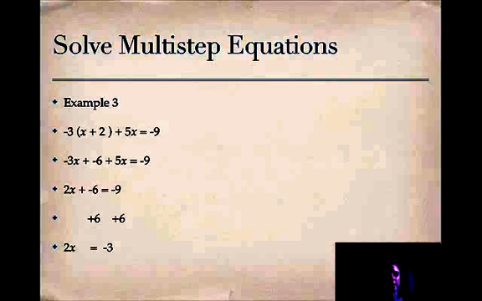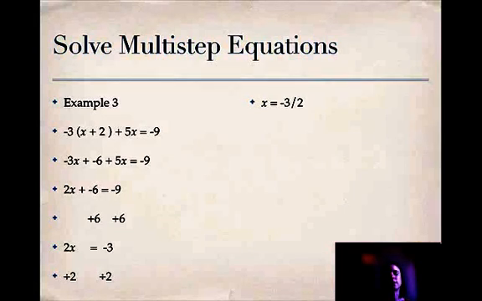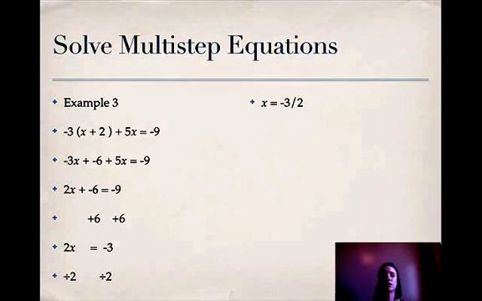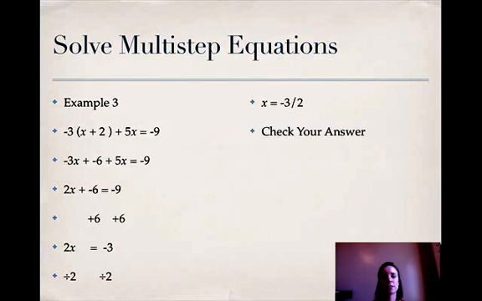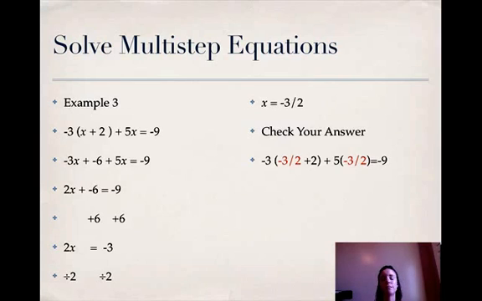2x means 2 times x, so I do the opposite. I divide by 2, and then I get x equals negative 3 halves. It's a fraction. Sometimes we're worried when we get fractions, so let's check our work. I'm going to check my answer by plugging in. So it becomes negative 3 times the quantity negative 3 halves plus 2, plus 5 times negative 3 halves. And if I did everything right, that'll simplify to negative 9.